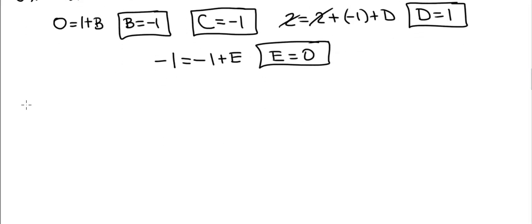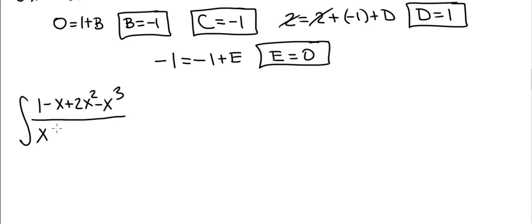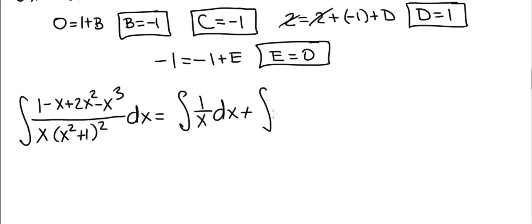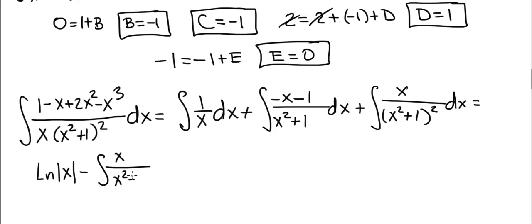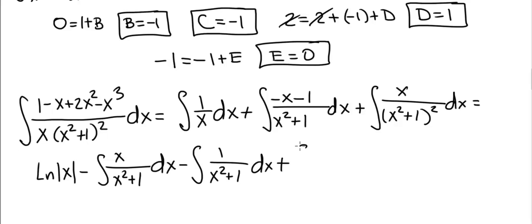Let's return to the integral. We had the integral of (1 - x + 2x² - x³) divided by x times (x² + 1)². Now it's equal to A divided by x. A is 1, so that's just the integral of 1 over x, plus the integral of (Bx + C), that's (-x - 1) over x² + 1, and then plus (Dx + E), that's just x divided by (x² + 1)². Now let's rewrite this. This is the integral of 1 over x, that's ln of absolute value of x, minus the integral of x divided by x² + 1, minus the integral of 1 divided by x² + 1, plus the integral of x divided by (x² + 1)².